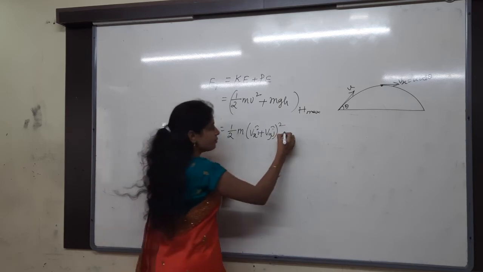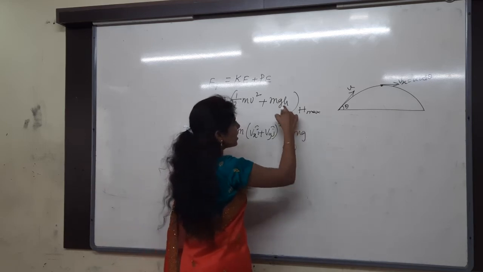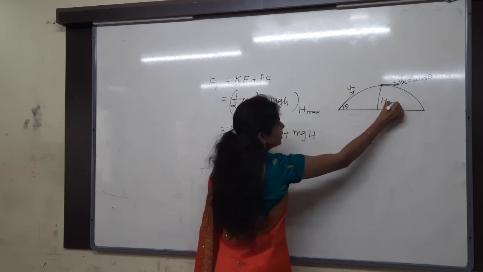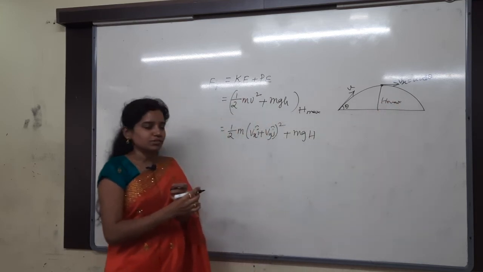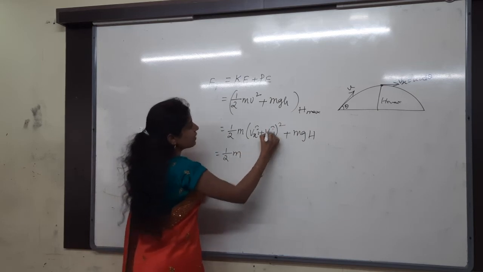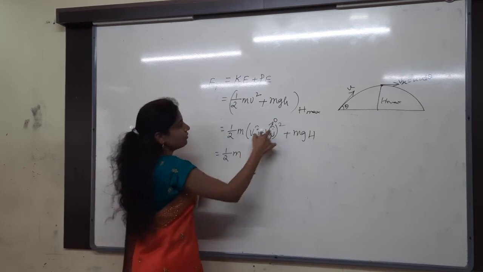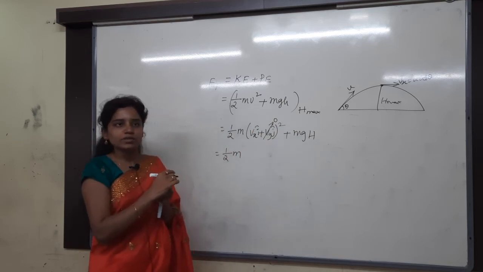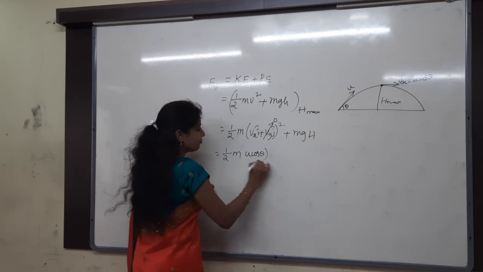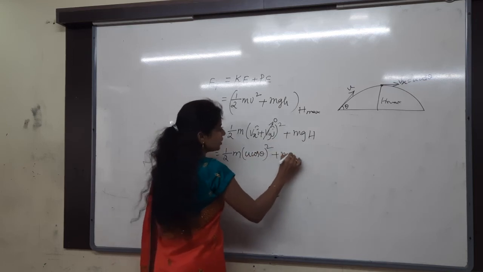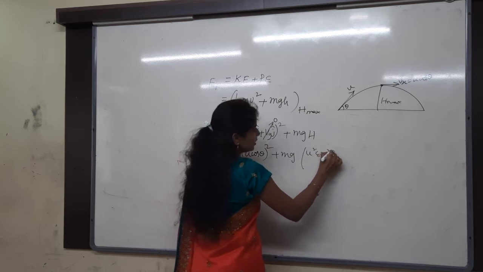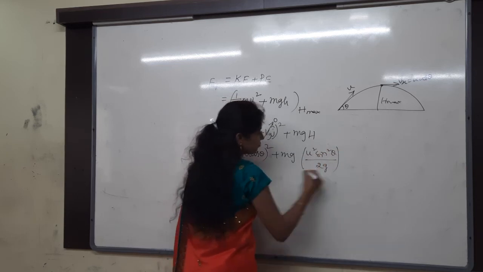Understand, right? Then plus mg into, what is the height at maximum height? H max only. Then half m at the H max, Vy becomes how much? 0. So Vx whole square. What is the Vx value? U cos theta whole square, plus mg into, what is the maximum height formula? U square sin square theta by 2g.